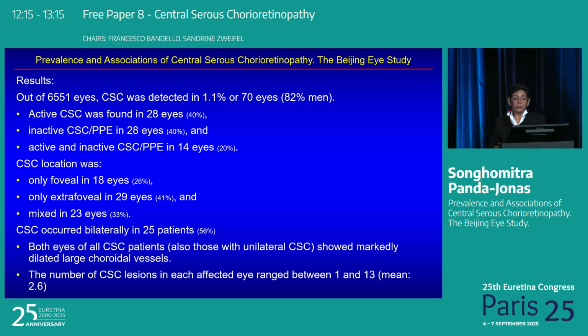CSC location was only foveal in 18 eyes, that's 26%, only extrafoveal in 29 eyes, 41%, and mixed in 23 eyes, 33%. CSC occurred bilaterally in 25 patients, that's 56% of the patients. Both eyes of all CSC patients, also those with unilateral CSC, showed markedly dilated large choroidal vessels. The number of CSC lesions in each affected eye ranged between 1 and 13.